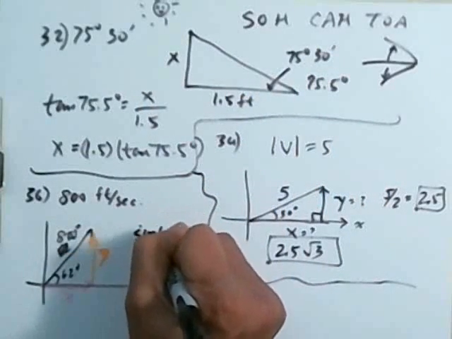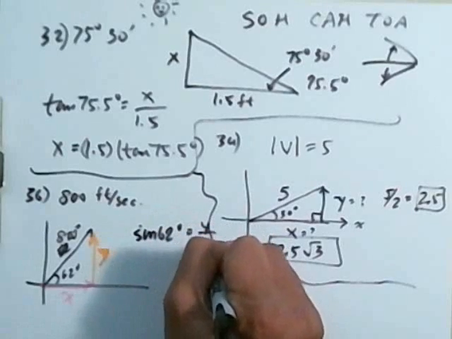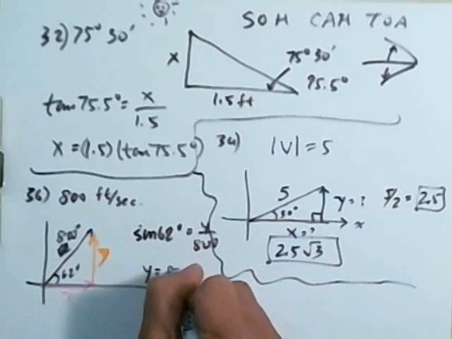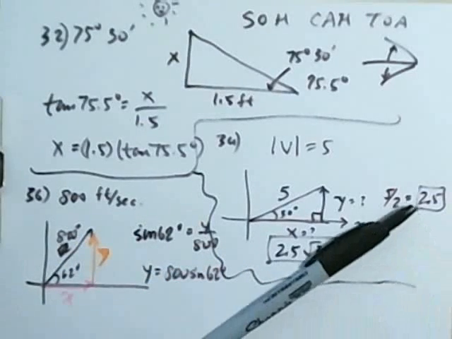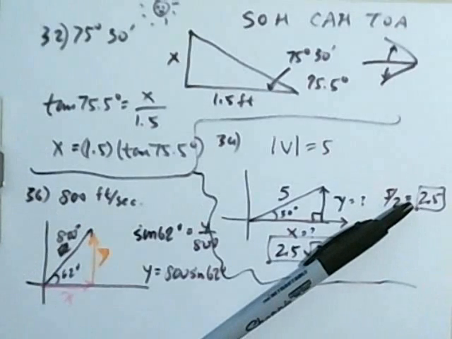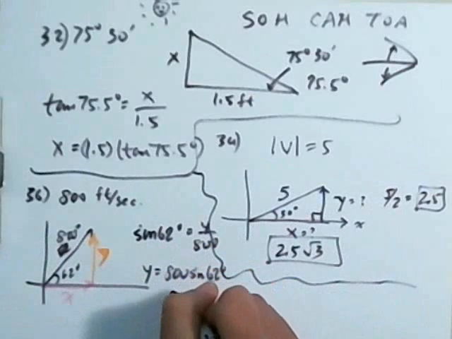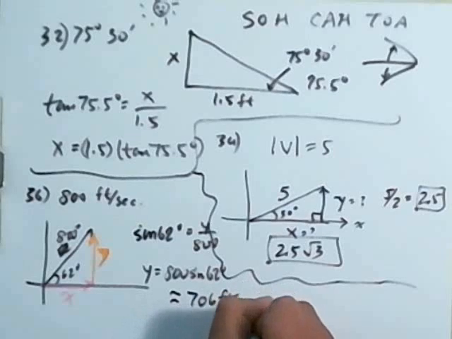So sine of 62 degrees is equal to y over 800. And of course, solving for y, I'm going to multiply by 800 on both sides. It's going to be 800 sine of 62 degrees. You can do this on your calculator. It's going to be 800 times the sine of 62, and it's going to be approximately 706 feet per second.